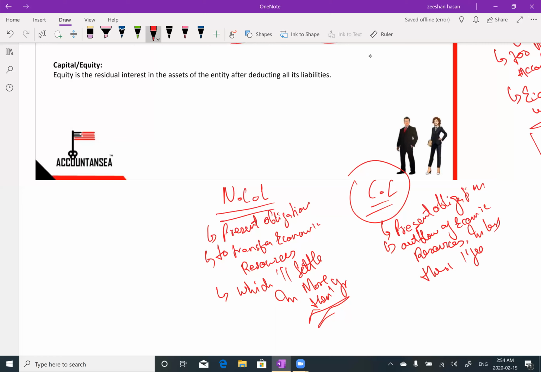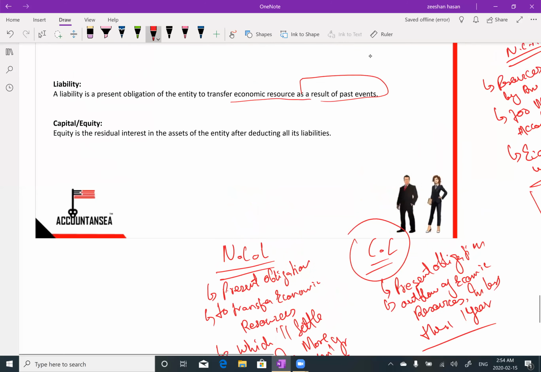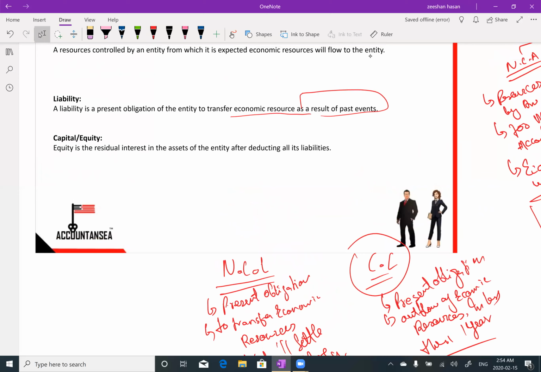And finally, after that, we need to know about equity and capital. Equity or capital, it is a residual interest in the assets of the entity after deducting all of its liabilities. That is what capital or equity is, and I hope you got it. And this is the end of the chapter.